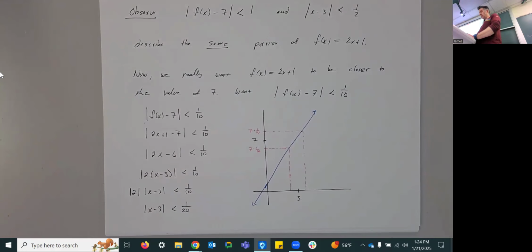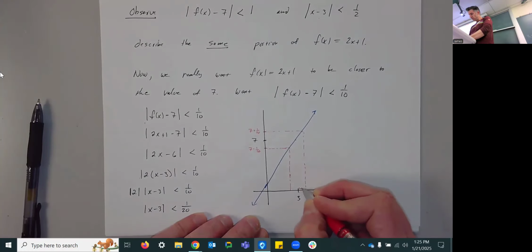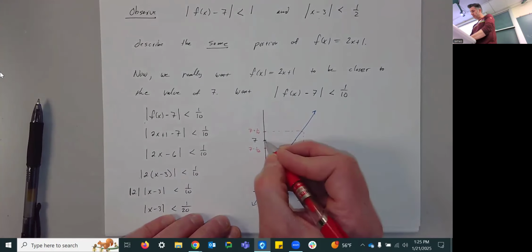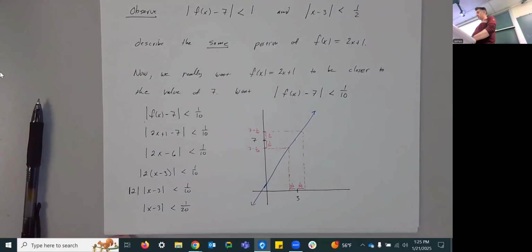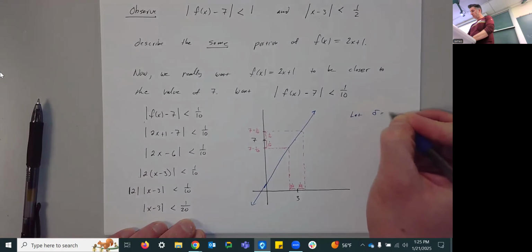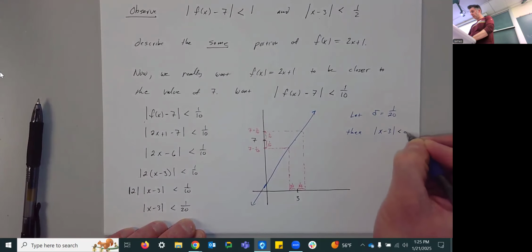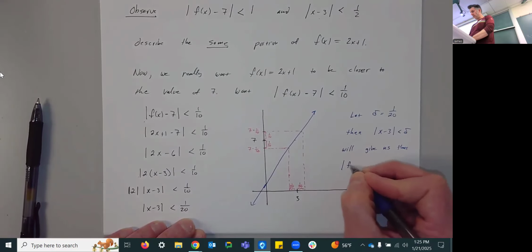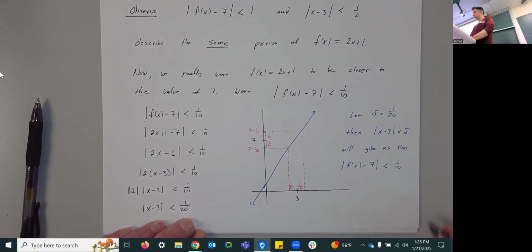So what that tells us is that, great, as long as x is within 1/20th of 3, so we're either 1/20th to the right or 1/20th to the left, then our function will be within 1/10 of 7. Or using the language that we typically use here, if we let delta equal 1/20th, then the absolute value of x minus 3 less than that number will give us that the absolute value of f of x minus the limit value is less than the desired value, which we typically call epsilon. Lowercase epsilon.